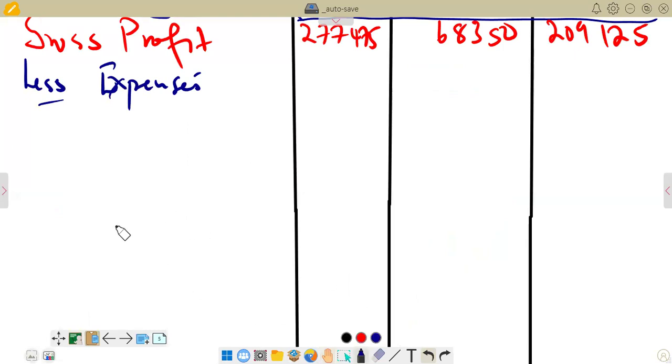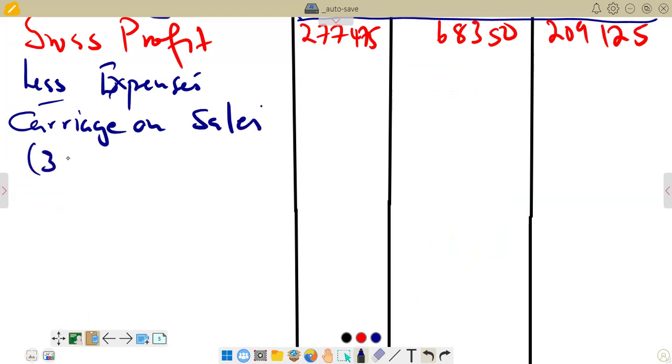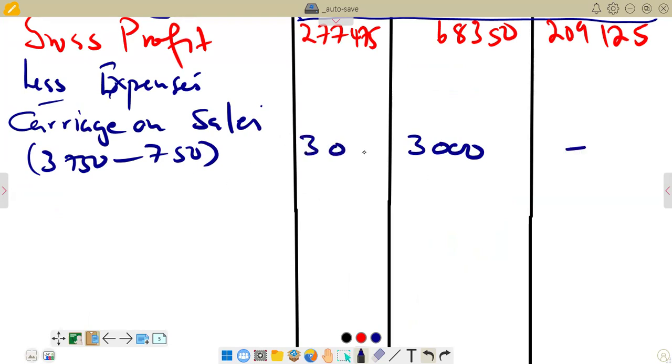So the first item that we are having there is carried on sales. On carried on sales, we are saying 3,750 minus 750, and then you are going to get your 3,000, which is applying to the microwaves, which is in this column. And then here we don't have anything, so the total remains 3,000. So go there again to check on the next item.